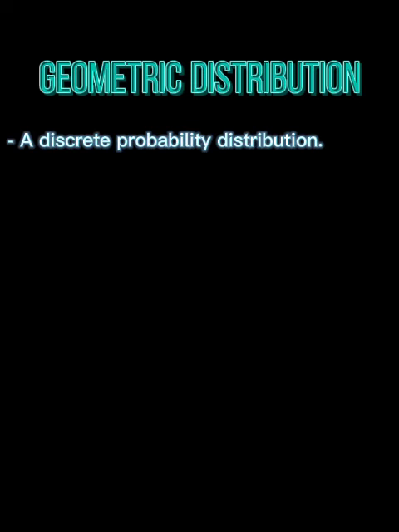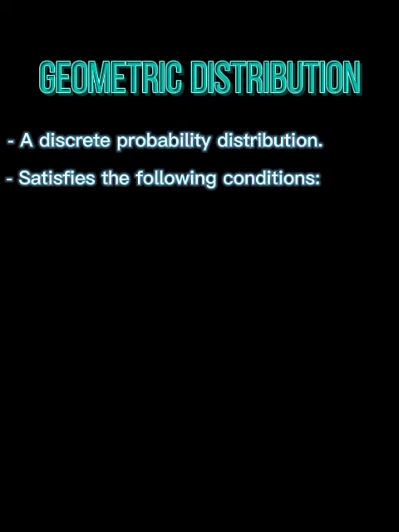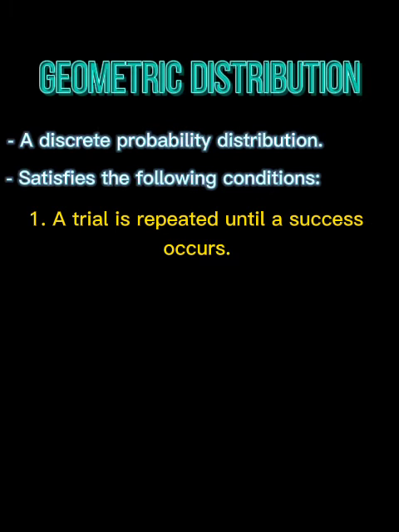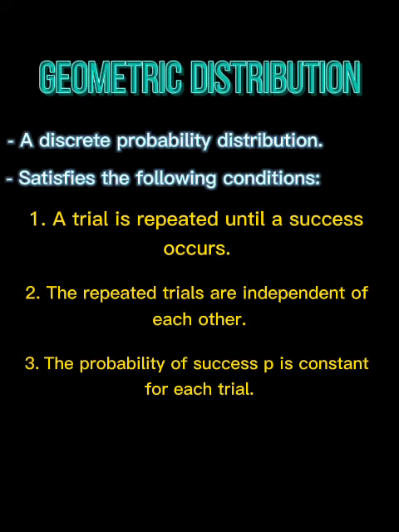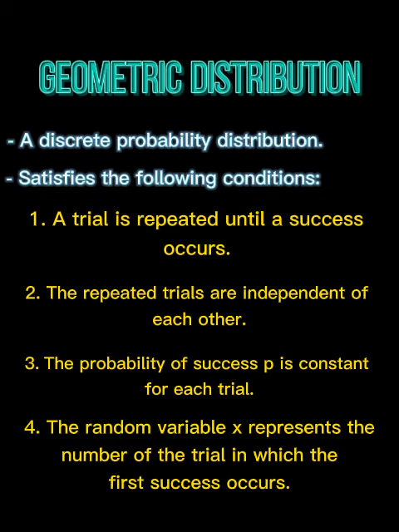A geometric distribution is also a discrete probability distribution that satisfies the following conditions. First, a trial is repeated until a success occurs. Second, the repeated trials are independent of each other. Third, the probability of success p is constant for each trial. Fourth, the random variable x represents the number of the trial in which the first success occurs.